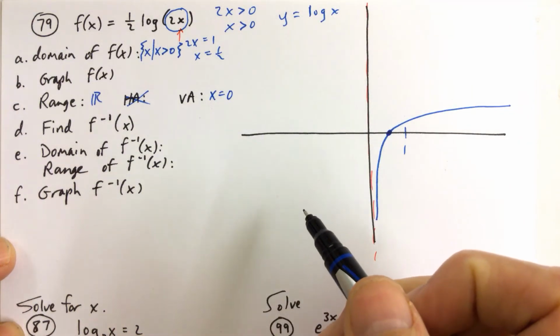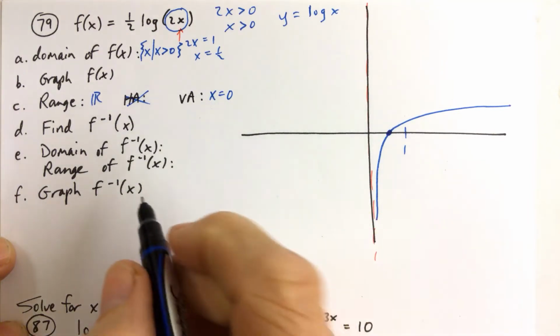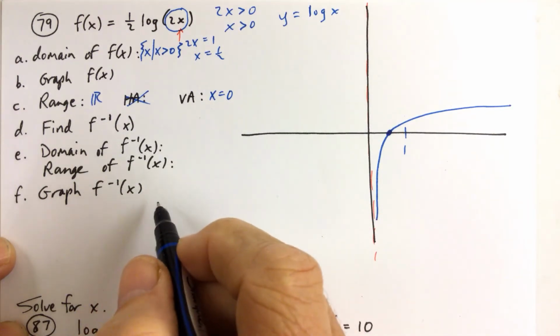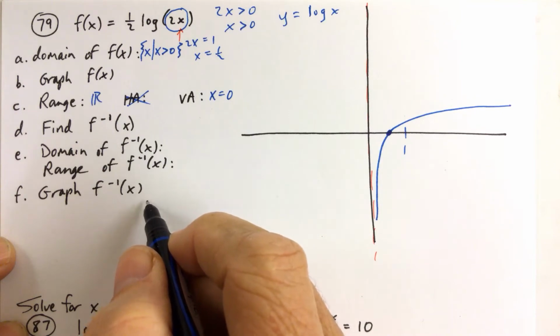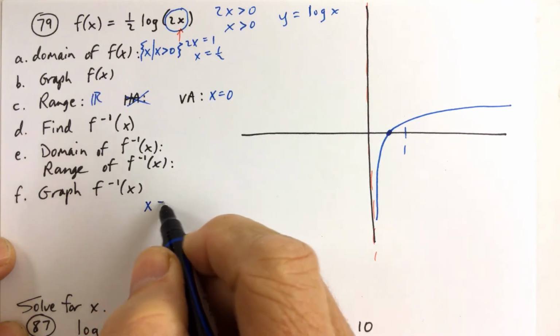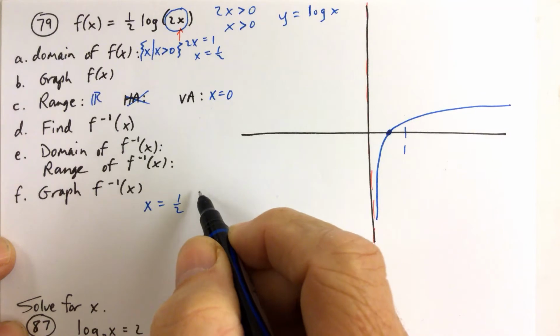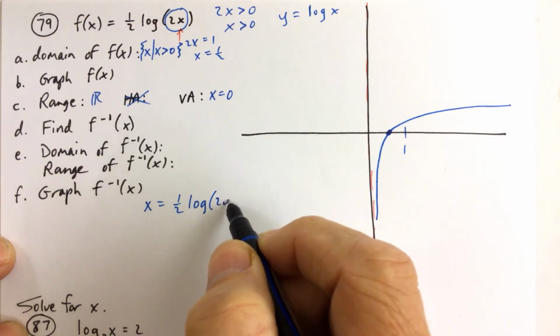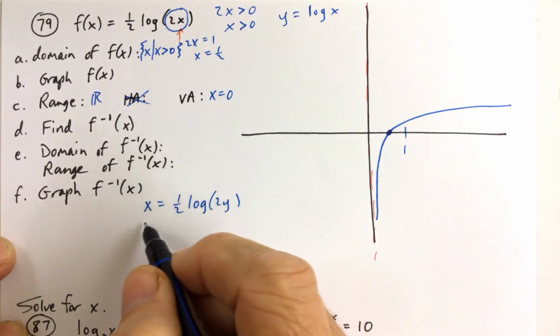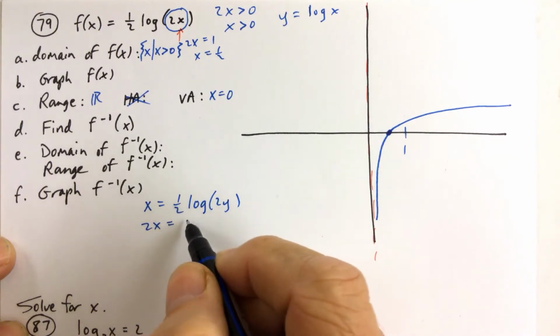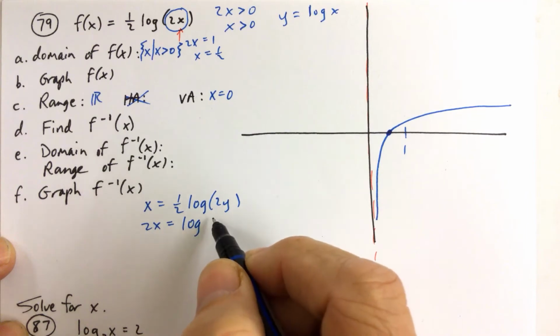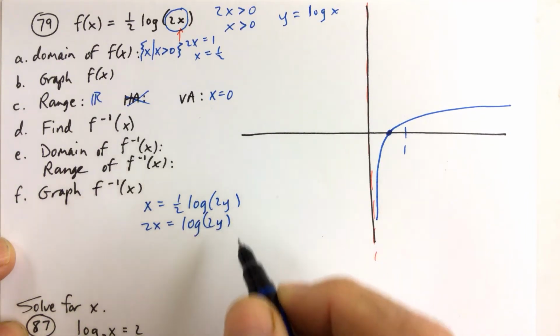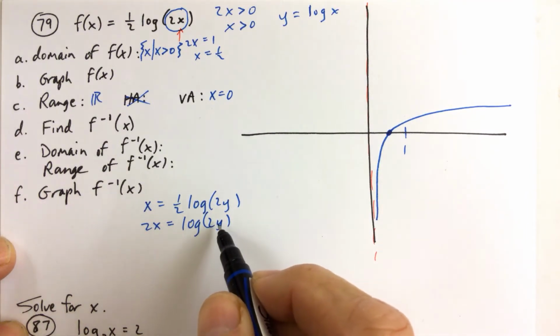And then to find the inverse of f of x, we go through the process of letting y equal f of x, and then we flip-flop the x and the y. So I'm going to do all that in one step. We have x equals 1/2 times the log of 2y, and so therefore after multiplying through by 2, we get 2x equals the log of 2y. And at this point, I need to get at that y. I have to solve for y, and when we solve for y, we get f inverse of x.